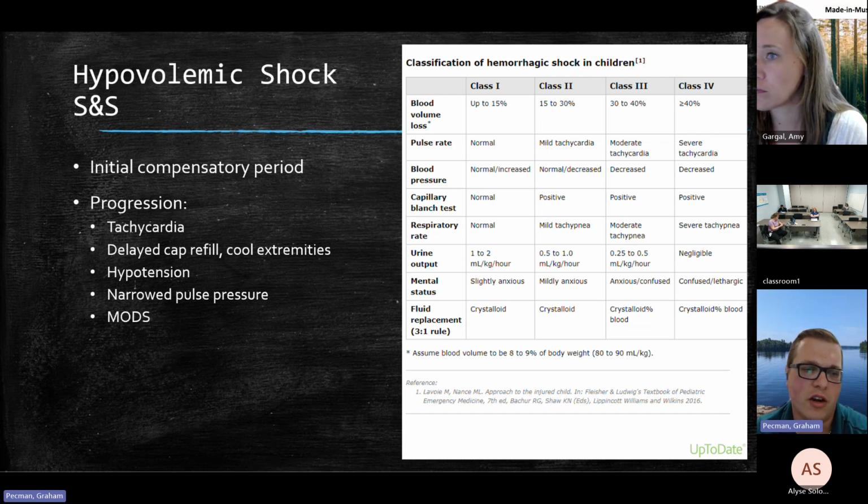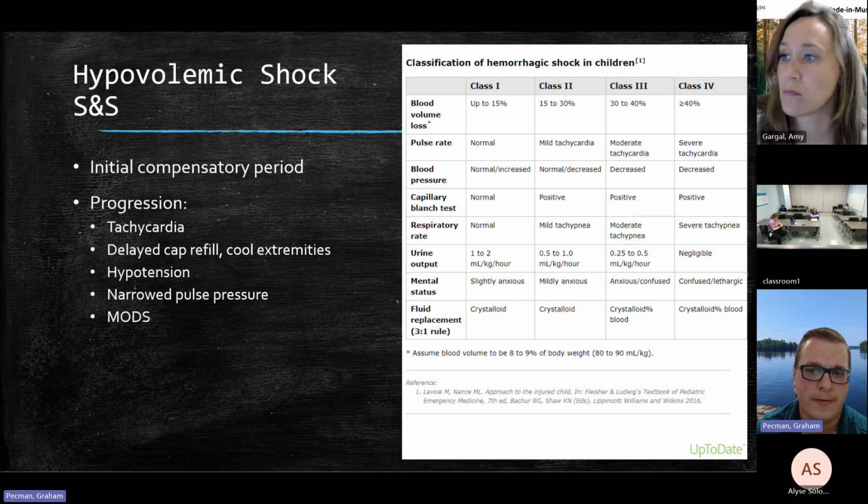So from tachycardia with normal blood pressure, to slightly decreased blood pressure, to significantly decreased blood pressure with profound tachycardia as your heart tries to compensate. And as the circulating fluid volume becomes much lower, your pulse pressure starts narrowing, the difference between the systolic and diastolic pressure. That's characteristic of hypovolemic shock.